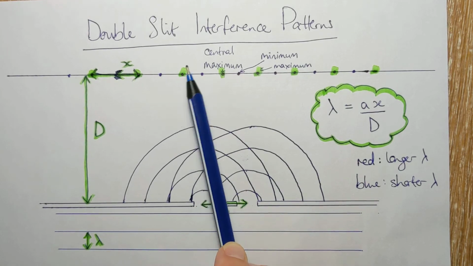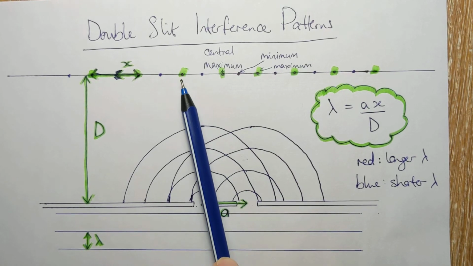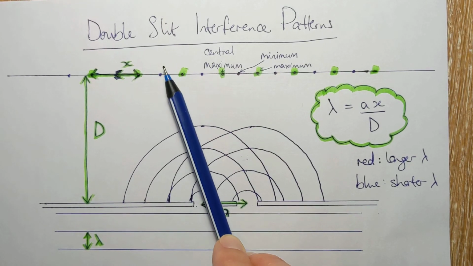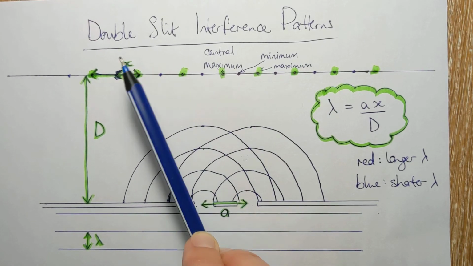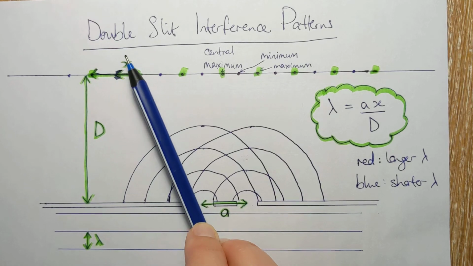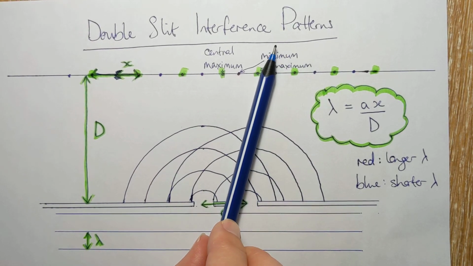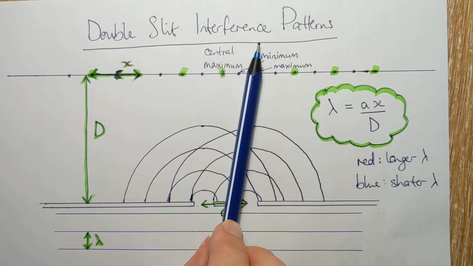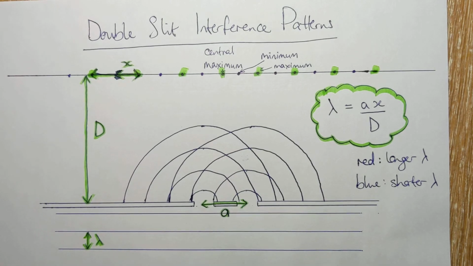So if that's the red one and that's the blue one and all the other colours in between, we can get a little rainbow. So instead of just having one maximum there, we'll have a little rainbow which goes from red on the outside to blue on the inside, and then the next maximum will be the same. And on the other side, mirror image. So red has gone the most out, blue's on the inside. So red on the outside, little rainbow, blue on the inside.